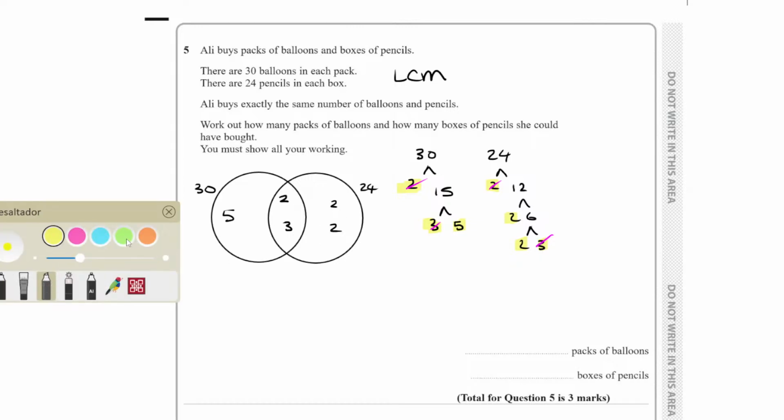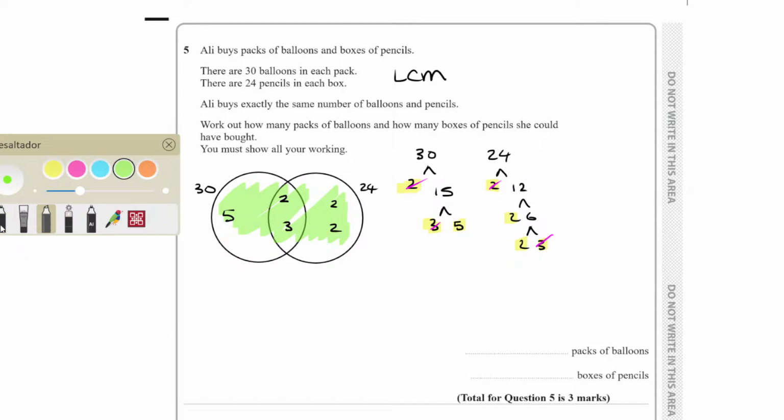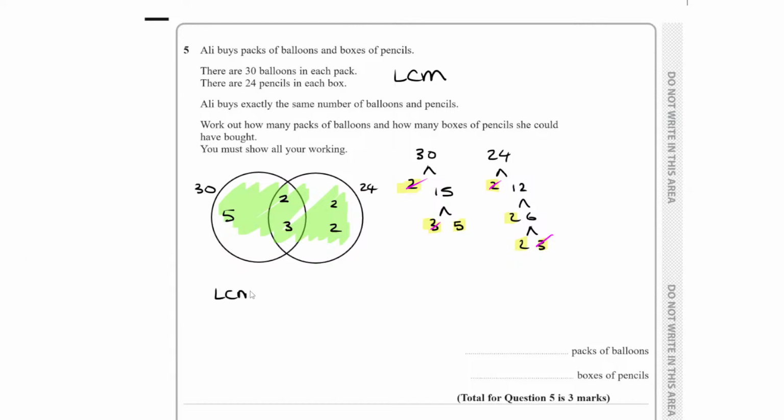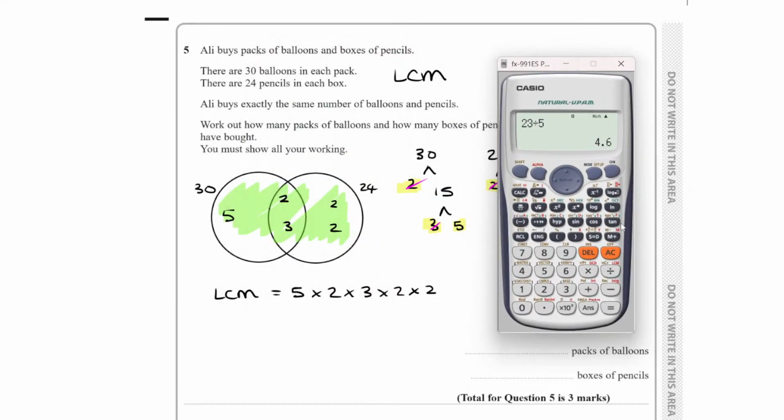And then you just have to remember that the lowest common multiple is all of this Venn diagram multiplied together. All of it. So the lowest common multiple is 5 times 2 times 3 times the other 2 and the other 2. Obviously, I'm going to get my calculator for that. So 5 times 2 times 3 times, it doesn't matter which order you multiply them in, as long as you've got the correct number of numbers. That gives me 120.